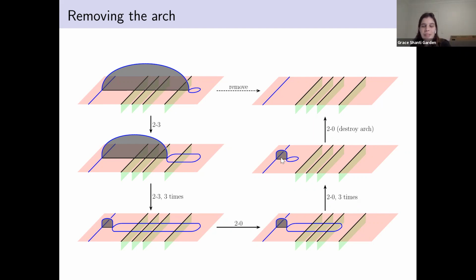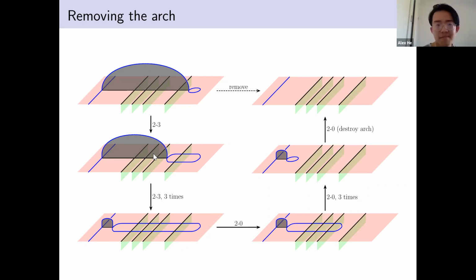Thanks for the talk. So we have these sequences of ascending via 2-3 moves and then descending via 2-0 moves. Are you expecting that to be unique, or are there possibly multiple different ways that you can have a sequence? Oh, there should be many ways to do this. There should be many. These sequences are never unique.